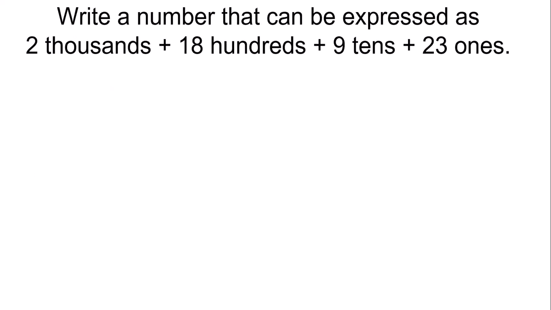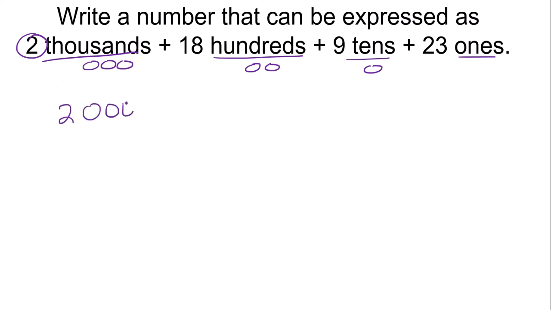Write a number that can be expressed as 2 thousands, 18 hundreds, 9 tens, and 23 ones. Okay, so for 2 thousands, thousands means there's going to be 3 zeros at the end. Hundreds means there's going to be 2 zeros at the end. Tens means there's 1 zero at the end. And ones, of course, there's no zero at the end. So 2 thousands would look like this: 2 with 3 zeros at the end, and we place a comma to separate the periods. Now, 1800s, we write 18, but with 2 zeros at the end. It's actually 1,800.